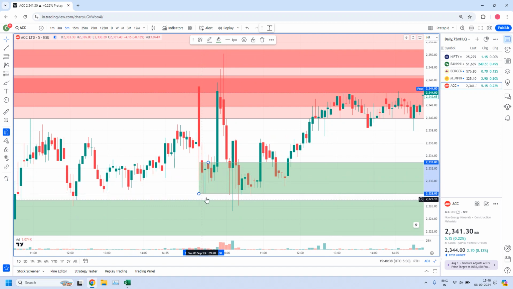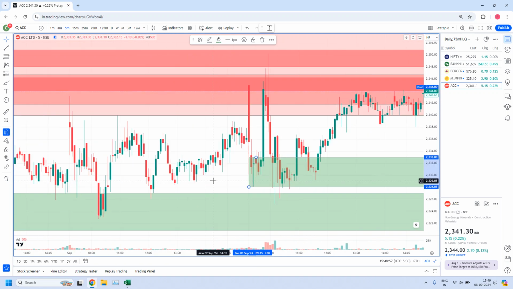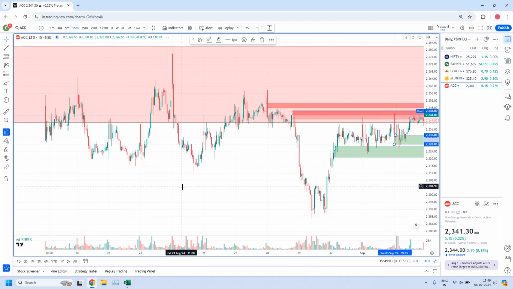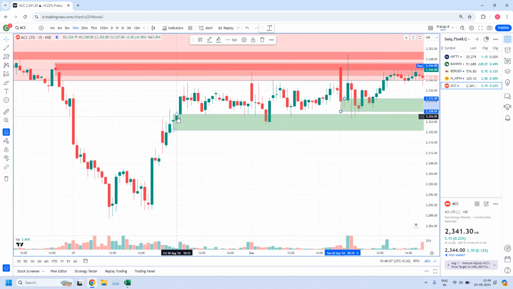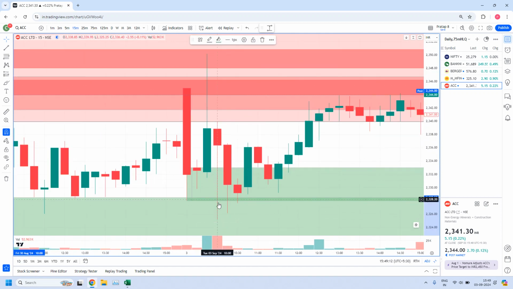Just 1 rupee before this zone, it again started moving up. Generally you keep some buffer, 1 rupee or maybe 2 rupees, because this is a 2000 stock, so maybe 2 or 3 rupees before, generally you exit. That way we can assume this order is executed. Actually, wick to wick, if I draw the 15-minute zone, it is reaching the target. See here in this candle it reached the zone.